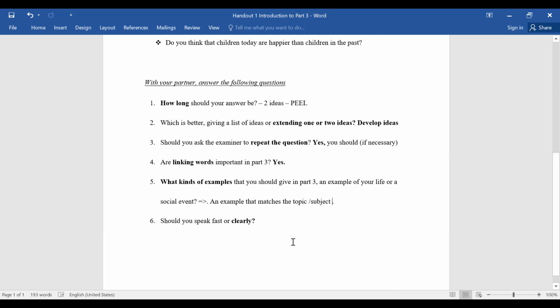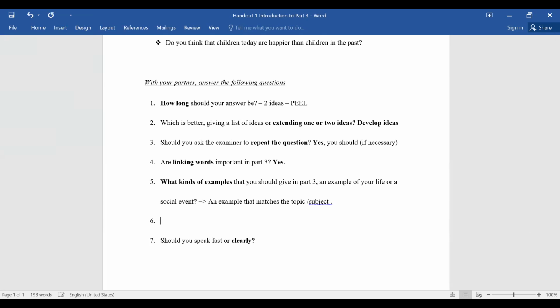However, in IELTS Part 3, very often you will hear questions like, are children today happier than children in the past? Or what qualities do famous people often have? The questions are not about you, everybody. So you need to give an example that matches the topic and the subject of the question, right? When it is not about you, stop talking about you.